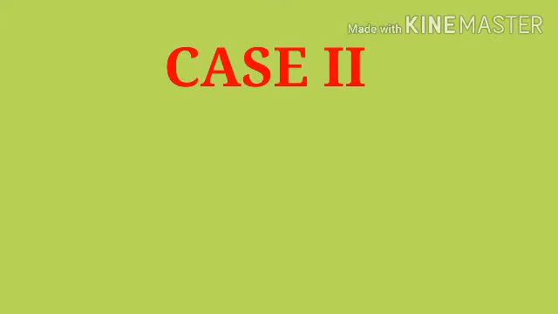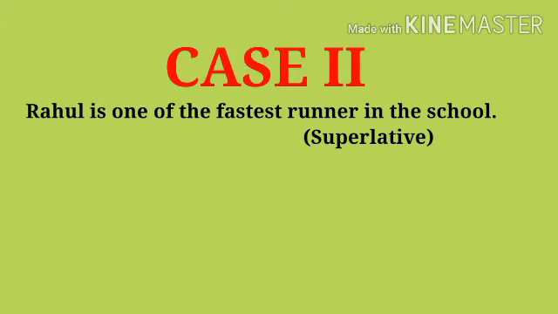Now, let's analyze the second case. Rahul is one of the fastest runners in the school. That is the question given here. First and foremost, as I have told you before, we have to give a particular rank for Rahul. Is Rahul the first rank holder of that school related to running? No. Rahul is only one among the fastest runners in the school. Maybe there are 5, 10 or 12 fast runners in the school. Of those runners, Rahul is one of the fastest runners.